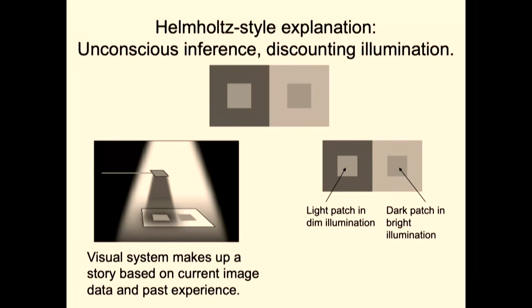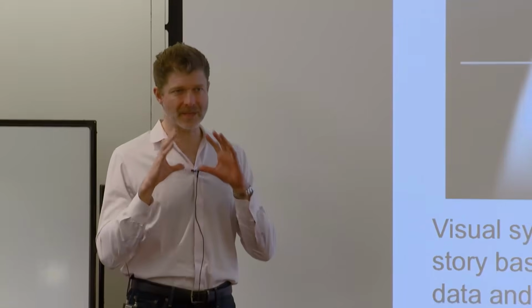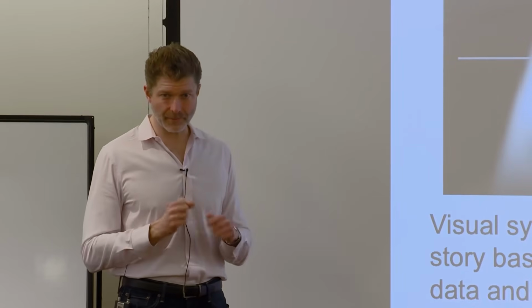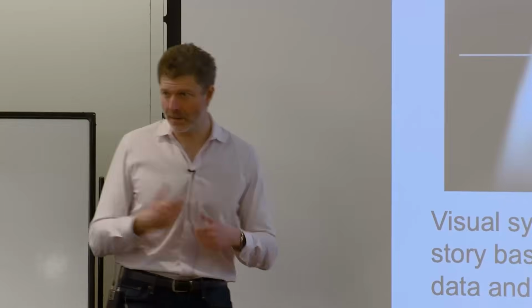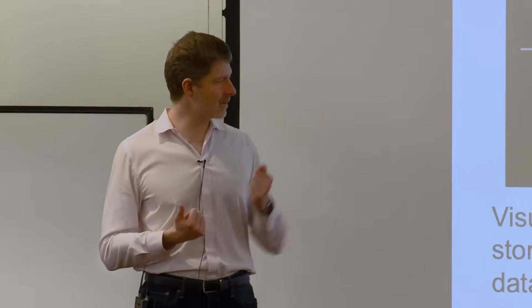Okay, so the concept is that when presented with a stimulus like this, your visual system is trying to come up with an explanation of the stimulus in terms of the things that the world is made of, right? And so in the context of this problem, the world is defined by illumination and reflectance.